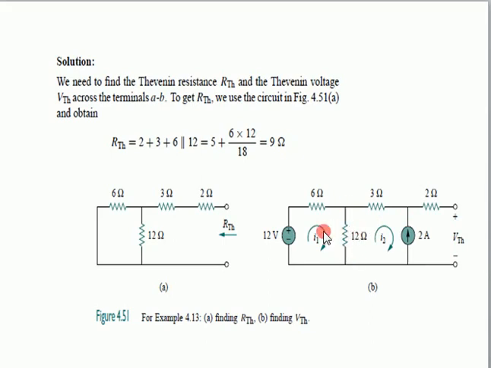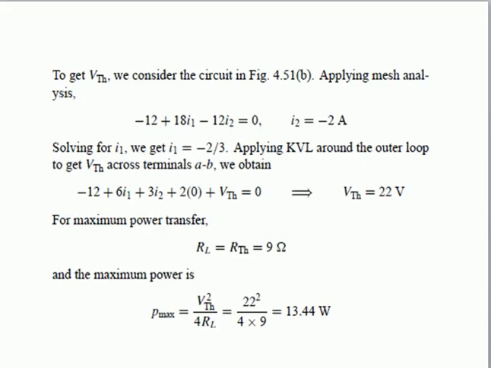So when we apply the KVL for this, we will get the equation: minus 12 plus 6 I1 plus 3 I2 plus 2 into 0. Why is the current 0 here? Because it is at the open terminal side. Then plus VThevenin is equal to 0. So here we are having the equation: minus 12 plus 6 I1 plus 3 I2 plus 2 into 0 plus VThevenin is equal to 0. So VThevenin is equal to 22 volt.